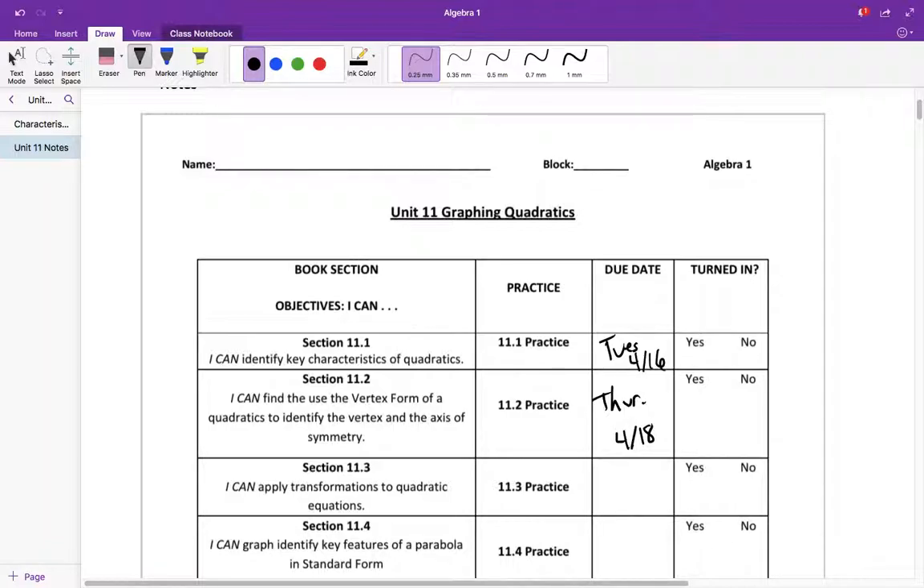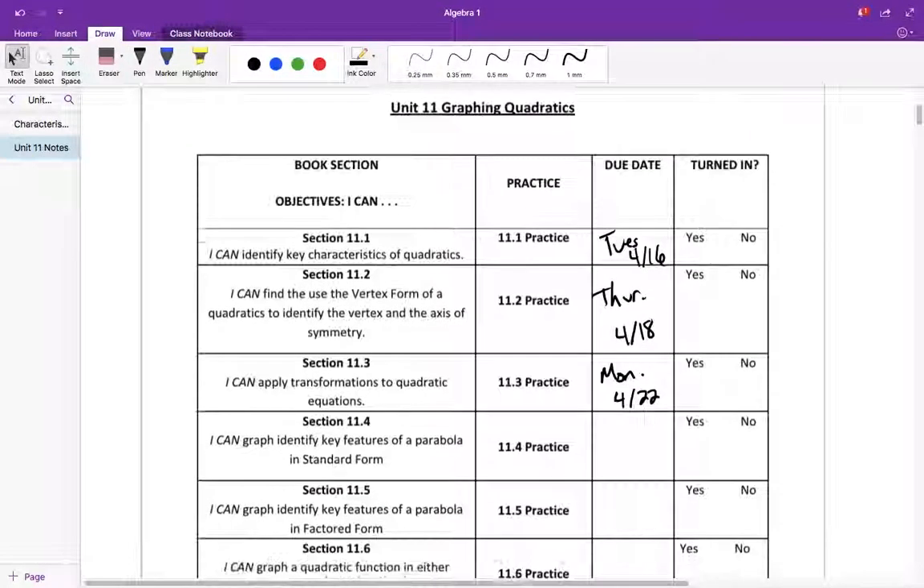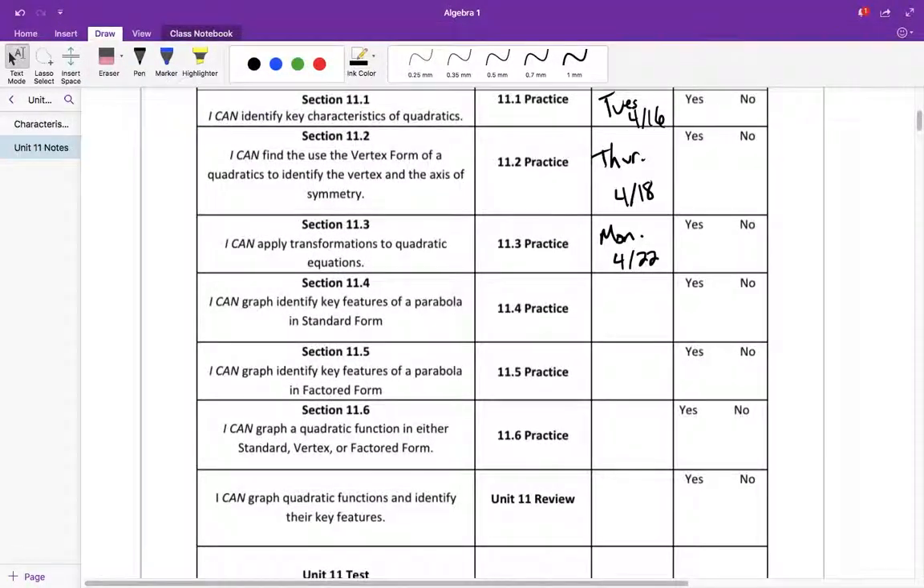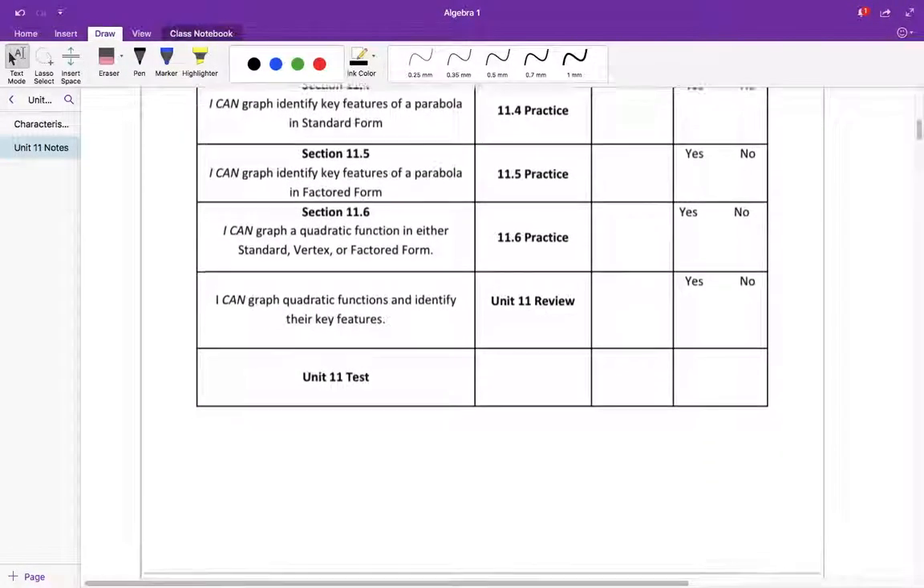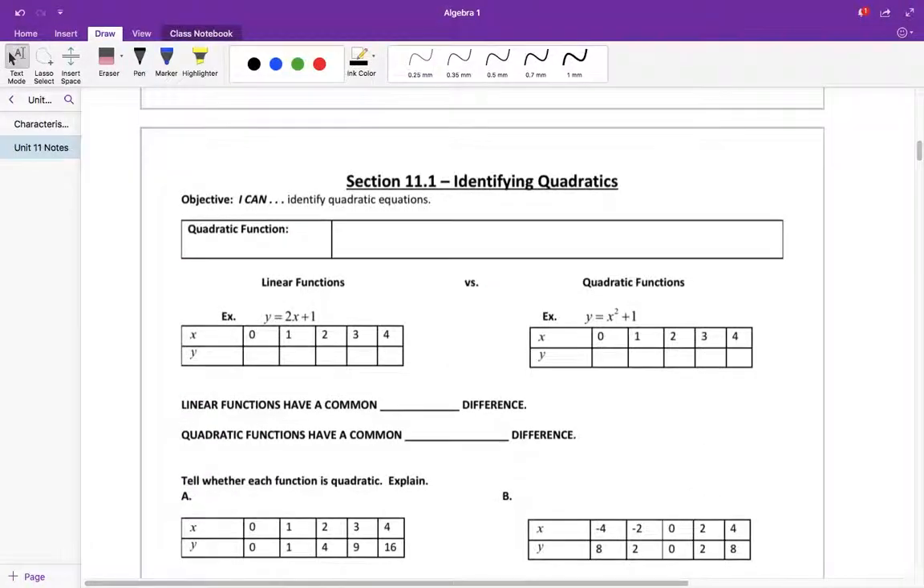And then section 11.3, which is transformations, we're going to be covering that on Thursday. So that will be due on Monday when we come back, since we do not have school on Friday. So that will be Monday, and that's going to be April the 22nd. The rest of the due dates we'll fill out when I get back on Tuesday. But there's kind of your idea of what we're going to start off with.